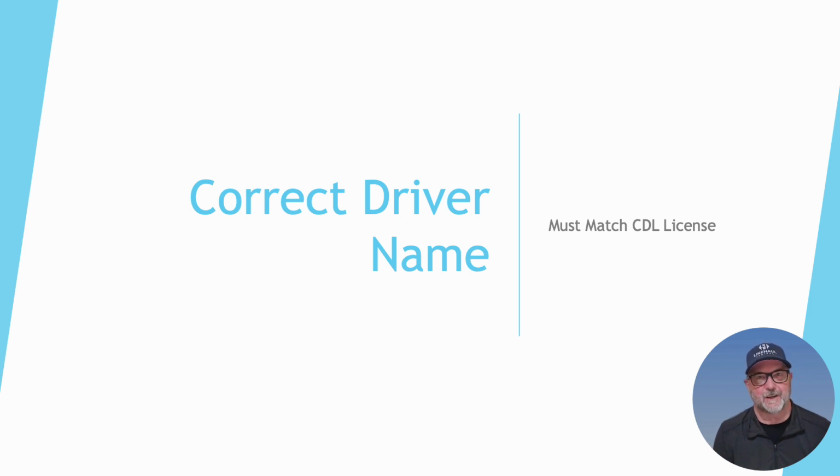So when the DOT officer looks at the ELD on the roadside, they're matching that license. They're actually looking at the license and going, okay, there's 5 names here, and then I got Bob in the ELD. That's not correct. That is a violation.